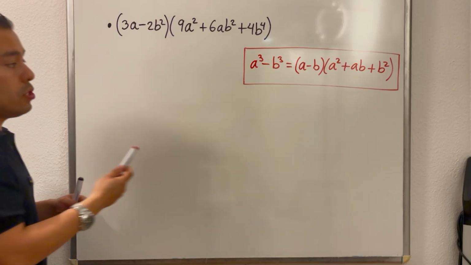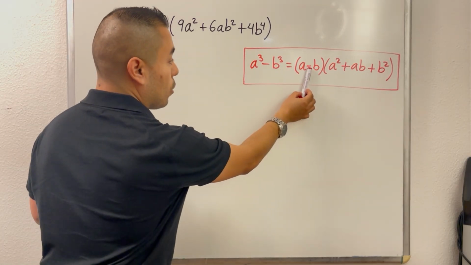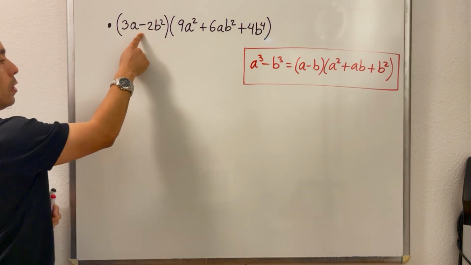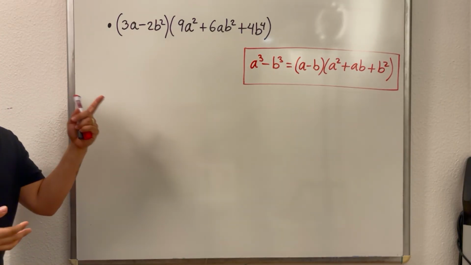But notice, first of all, the sign here should be the same sign that we have in the difference of cubes. And we have a negative here. This means that potentially it is a difference of cubes.